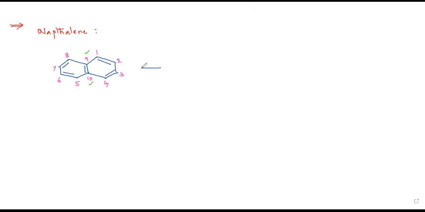Now, when we go for the resonance structures of this, let us just change the positions of the pi bonds in the first ring. Keeping this one as it is. Now, further movement of the pi bond.